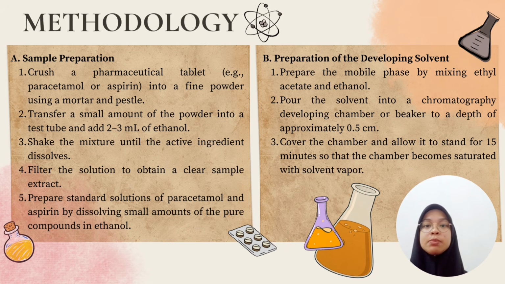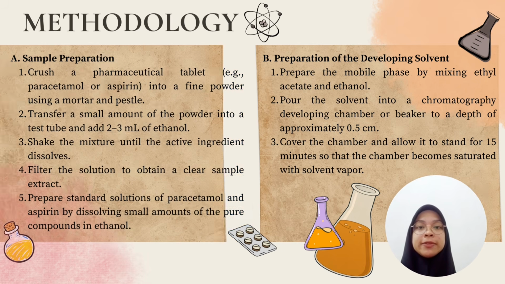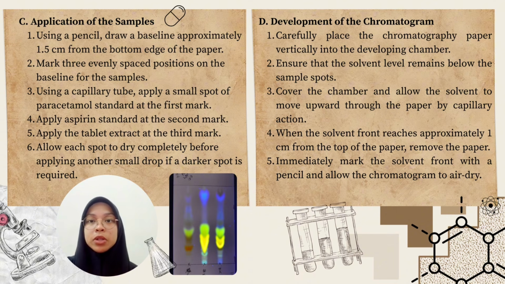The next step is preparation of the mobile phase. A solvent mixture of ethyl acetate and ethanol is prepared in the required ratio and poured into a chromatography chamber to a depth of about 0.5 cm. The chamber is covered and left for approximately 15 minutes to allow saturation with solvent vapor, ensuring better and more consistent chromatographic separation. The next step is applying the samples onto the chromatography paper.